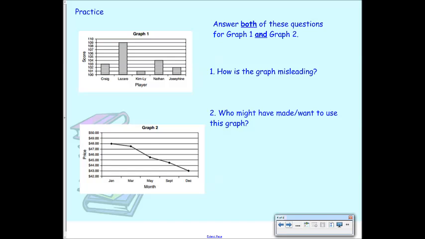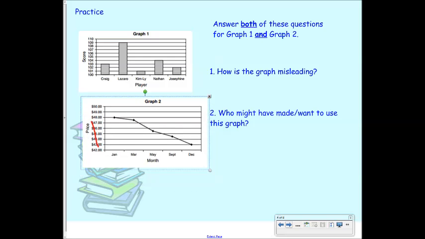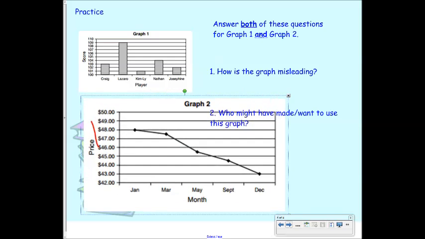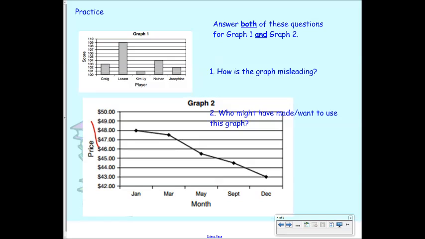Okay, graph 2 is the price over the course of a month. Actually, I don't even think you guys can see this. Let me see if I can make it a little bit bigger. All right, so it's the price of something over the course of several months, and what looks like it's happening there? It's going down. Overall, it's going down. Good. I say it looks like it's going down a lot. Yeah, it looks like it's going down by a lot.